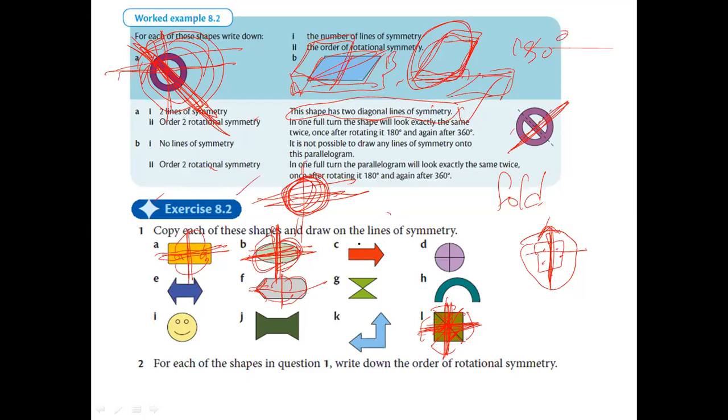And for example, in the letter C, how many lines of symmetry? For example, can I divide here? Yes, horizontally. This side and this side are equal, but vertically I cannot divide it into the same parts. That's why in this shape there is only one line of symmetry.